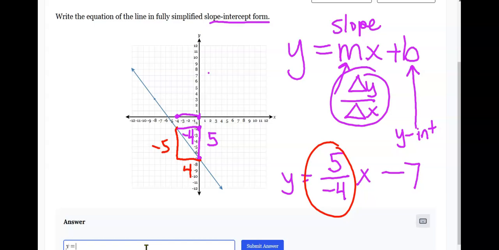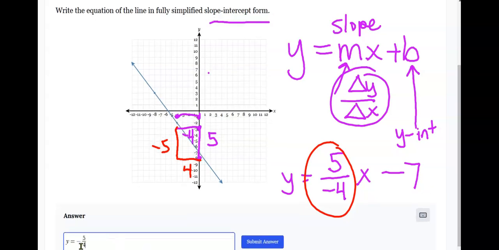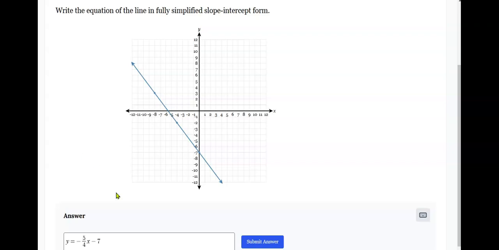Y equals -5, division sign 4, and then the fraction will appear. Arrow out to get the x on the side, and the -7 at the end.